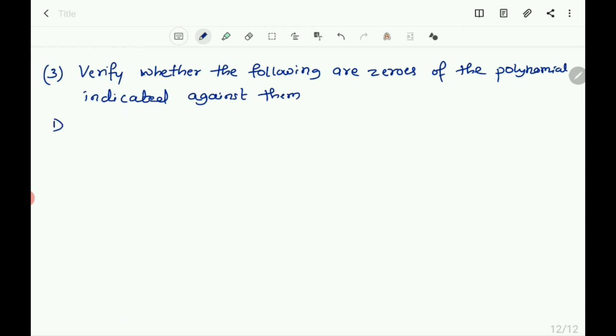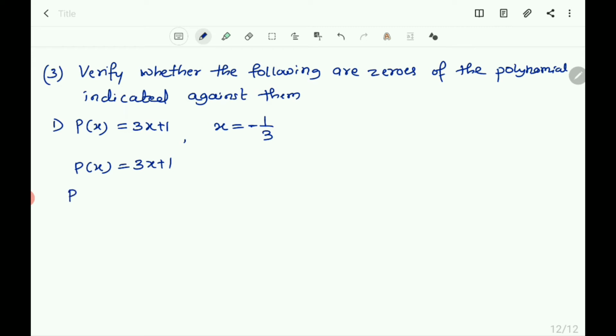First one, you take P of x equals 3x plus 1. Here x equals minus 1 by 3. Verify whether the following are zeros, meaning P of minus 1 by 3 must be equal to 0. Let us verify whether it is a root or not. First you take the given P of x equals 3x plus 1. That is the given polynomial.